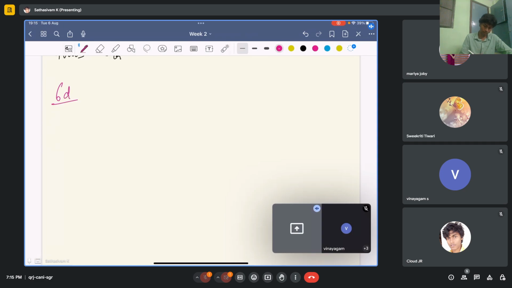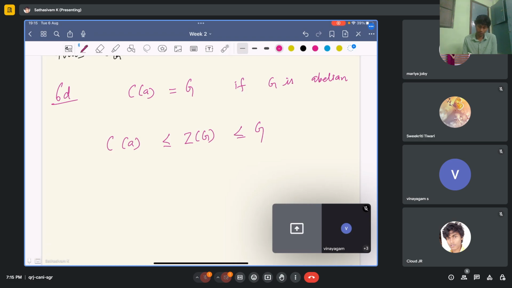Okay, 6D. Let's do that. So what is the claim? We claim that the centralizer of A is equal to G if G is abelian. Okay, so now what I have is the following. We have that the centralizer of A is contained in the center, right? And of course, the center is contained in G. Okay, so this much we have.